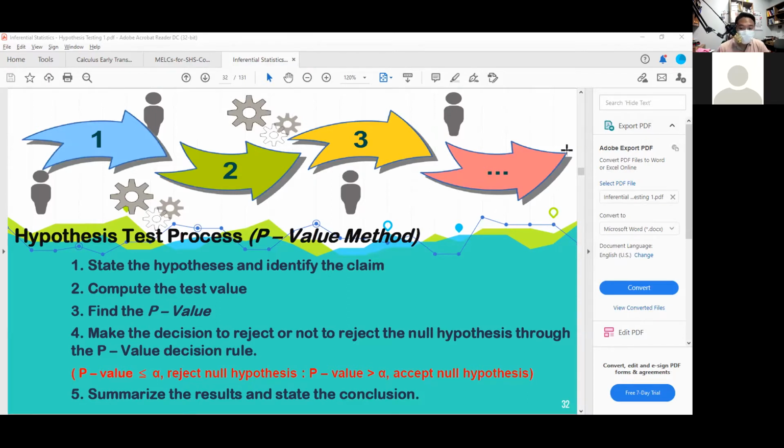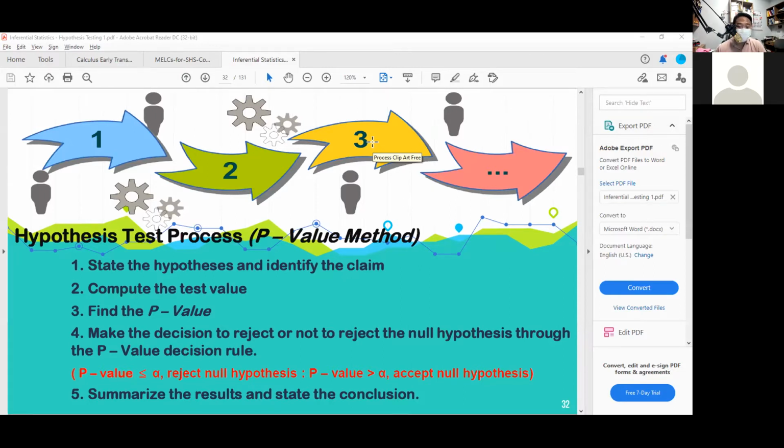Okay, so I'm gonna start now guys, because it's already late, 30 minutes late, and we started at 11. All right, so these are the steps for hypothesis testing using the p-value method. The first step is still stating the hypotheses. Second is computing the test value. Third, finding the p-value, and the fourth is to decide whether to reject or not reject the null hypothesis through the p-value decision rule.